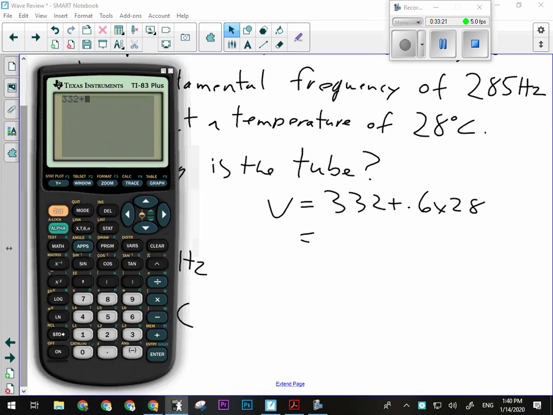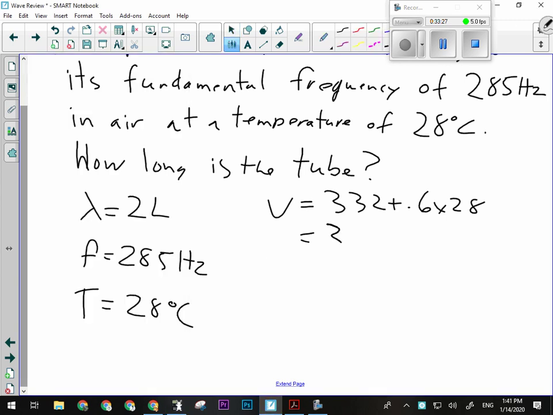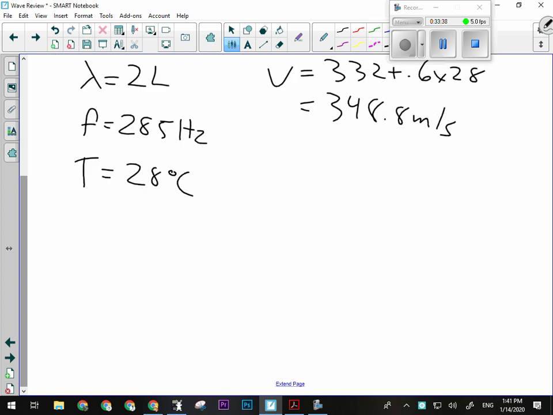332 plus 0.6 times 28. All right, we're looking at a speed of 348.8 meters per second. Now that I know that, can I find the wavelength? Yes, that's the next thing I need to find. Lambda equals V over F, because I'll use lambda to get the length of the tube.